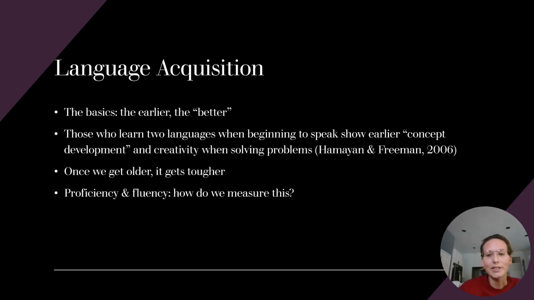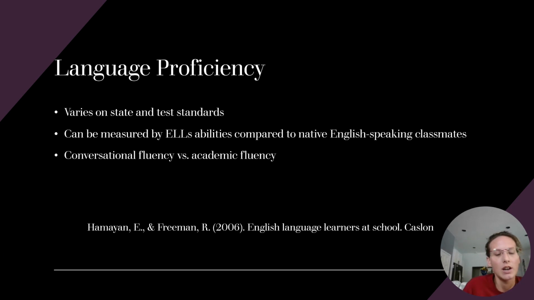Once we get older, it gets tougher. Our brain kind of, I use the example of like our brain kind of hardening, even though that's not the case, but that's kind of a good way to put it. And then we'll dive into proficiency and fluency. How do we measure proficiency and fluency?